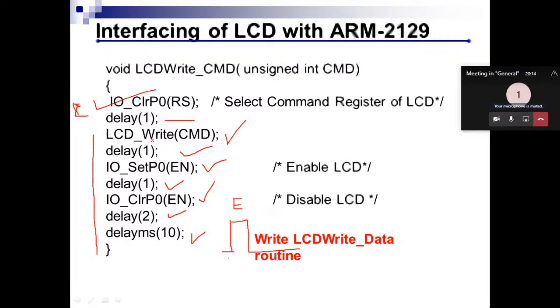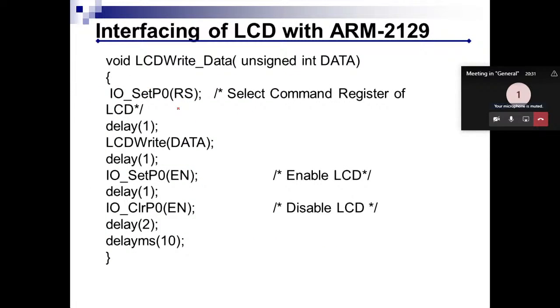In a data routine, all these things remain the same. Only one modification: while sending the data to the LCD, we make RS equal to 1 instead of RS equal to 0. So instead of clearing that pin, we will set this pin. That is the only difference from the command routine. Everything else will remain the same.